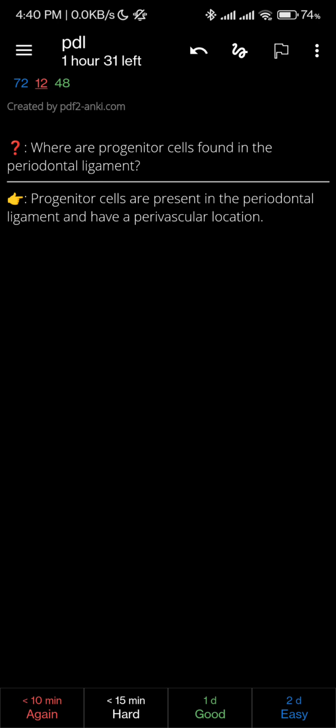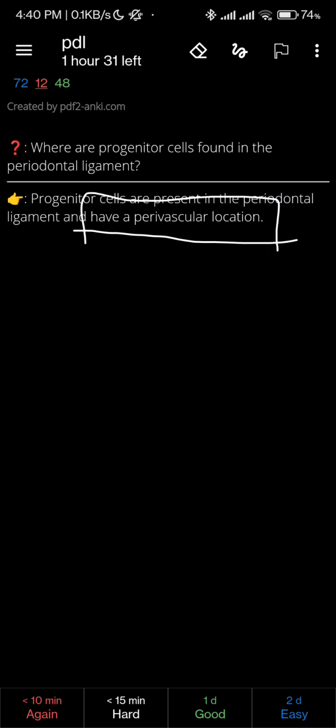Where are progenitor cells present? Progenitor cells are found in the periodontal ligament, and they have a perivascular location.